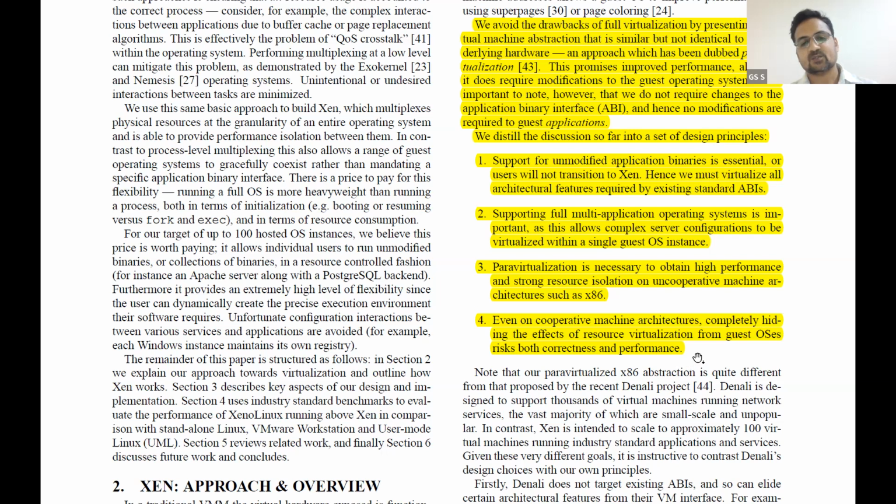performance. Correctness is important, the execution order of the instructions. Because there are certain instructions which are sensitive but not privileged, correctness may not be ascertained. But in para-virtualization, we would like to have it. Okay. So this was one piece.